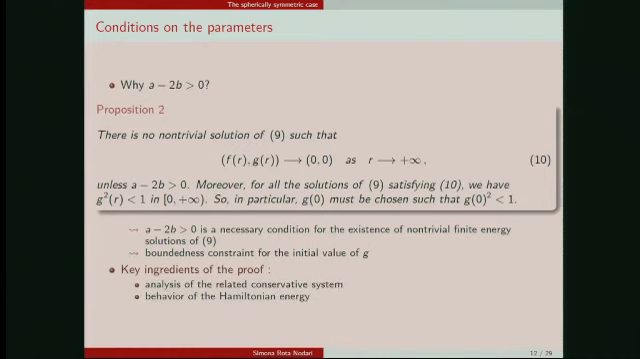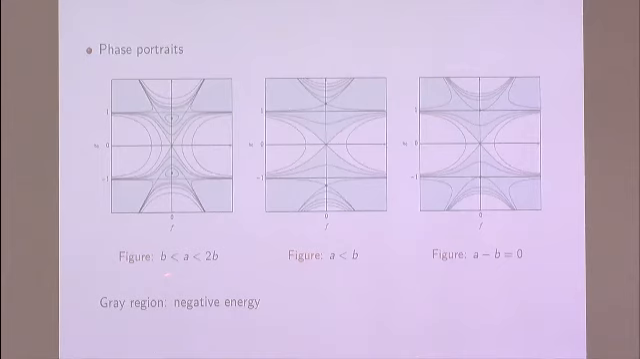Then, to study this conservative system, it's enough to draw the phase portrait. Here are the phase portraits of the system for the different values of A and B. The gray part here represents the region with negative energy. The goal is to show that in all these cases, we cannot have a solution with finite energy.